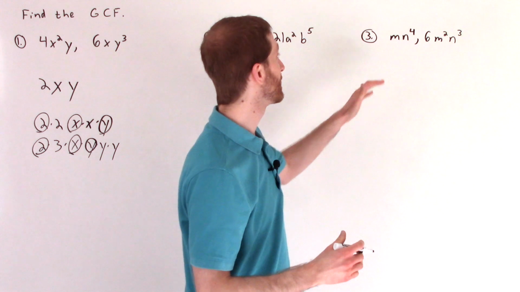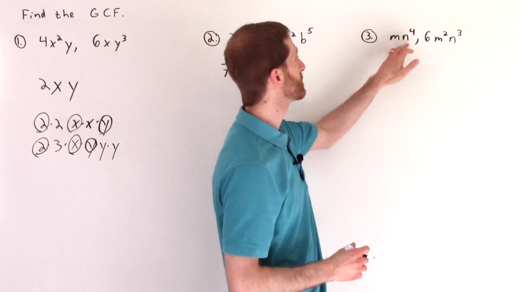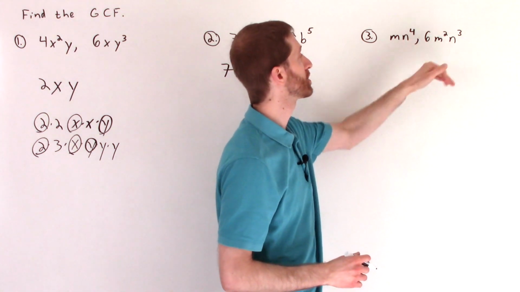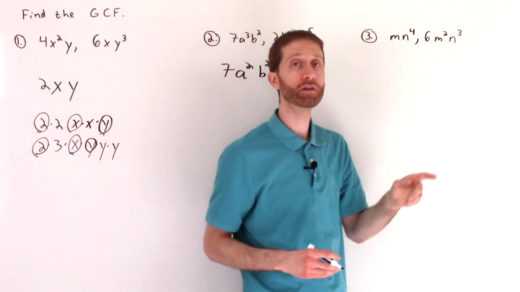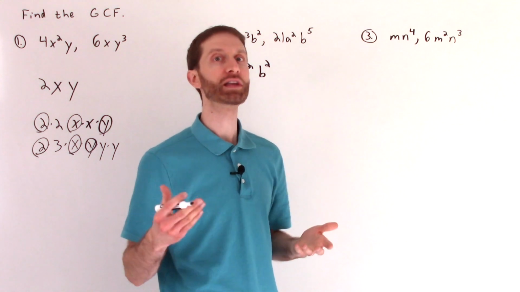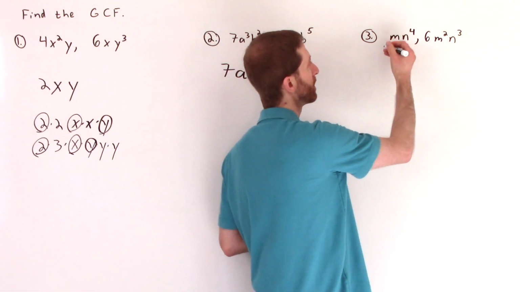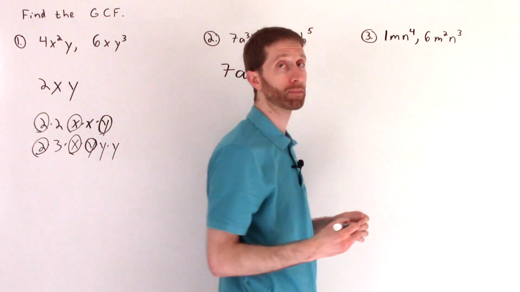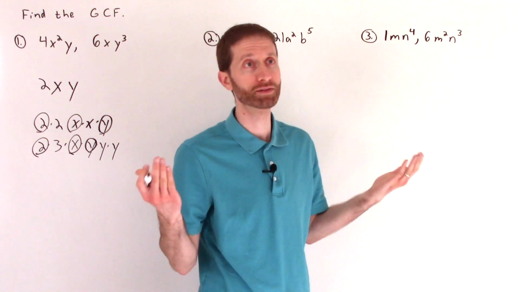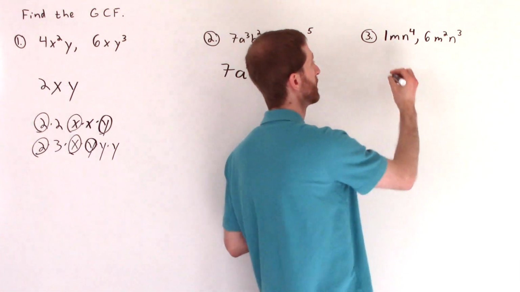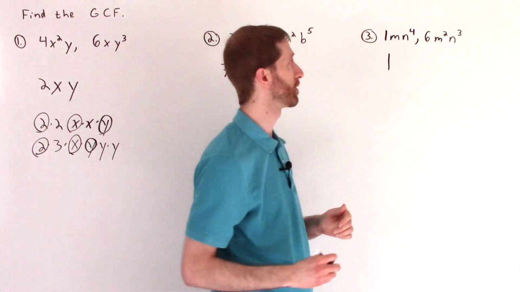Sweet. Finally, number 3, you've got m times n to the 4th and 6m squared times n cubed. I wanted to give you a problem where we didn't have a coefficient that is explicitly out there. So what does that mean? Well, it means the coefficient here is technically 1. What's the greatest common factor between 1 and 6? 1. 1 is the greatest common factor. So we really don't have anything greater than 1 there as far as the coefficients go.